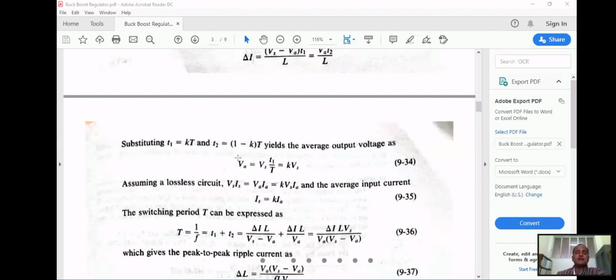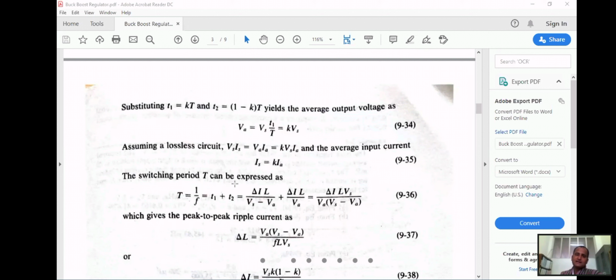So Va, the load voltage, can be written as the source voltage into T1, the on period, divided by the total time period. K is the duty cycle. So Va is equal to K into Vs. So we can find the load voltage with respect to the duty cycle times Vs, the source voltage. If we assume a lossless circuit, Vs into Is is equal to Va into Ia, which equals K Vs Ia. So the average input current Is will be equal to K into Ia.